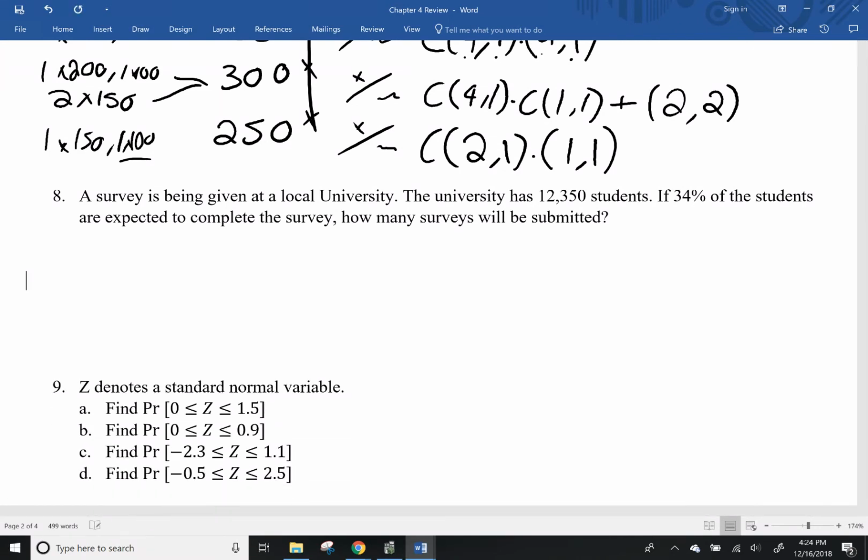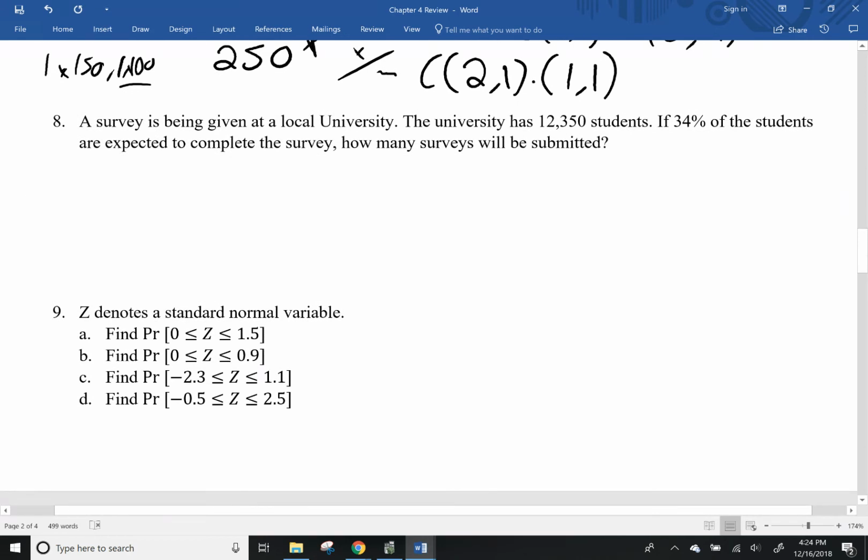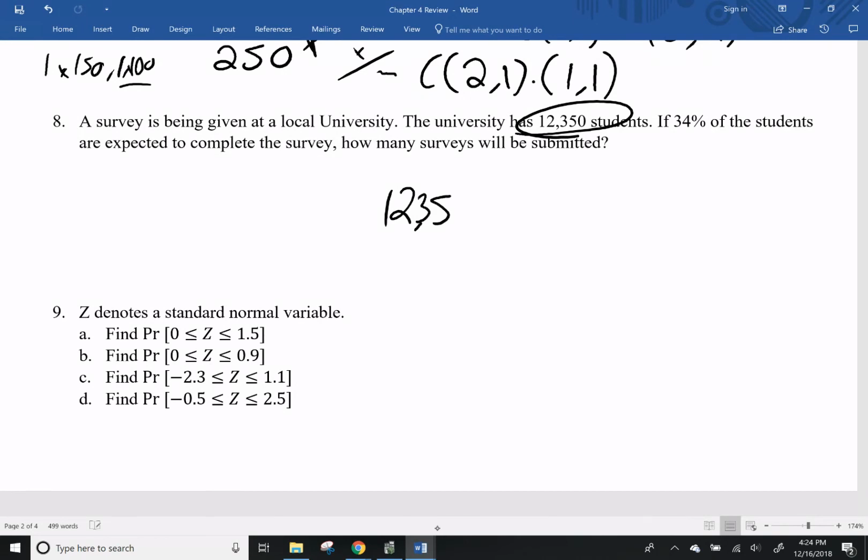So number 8, I don't need that much space for number 8. Number 8 should be pretty straightforward. There are 12,350 students at a college, and we're going to be sending them surveys. 34% of those students are going to reply to the survey. So how many students will actually reply? Well, all you need to do is find out what 34% of 12,350 is. So 12,350 times 0.34, and you'll get your answer. I believe it's 4,199.